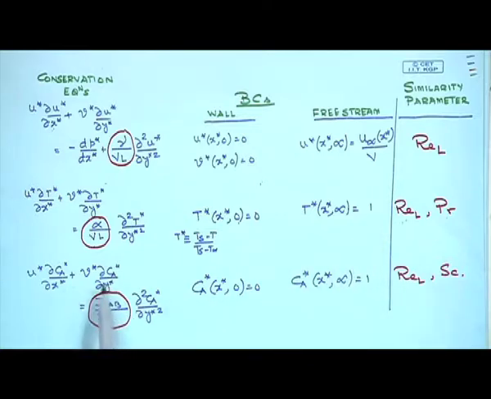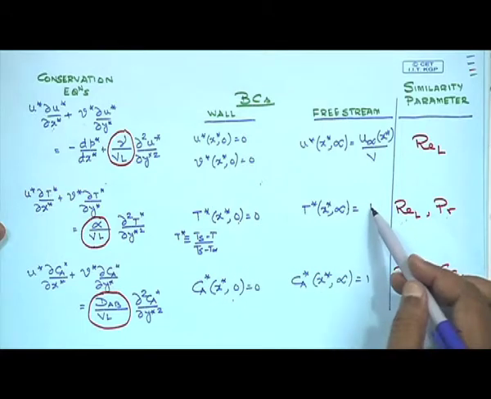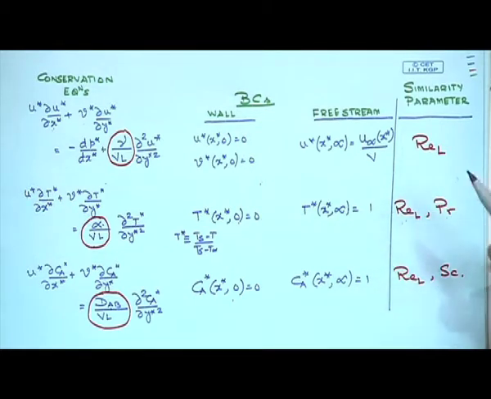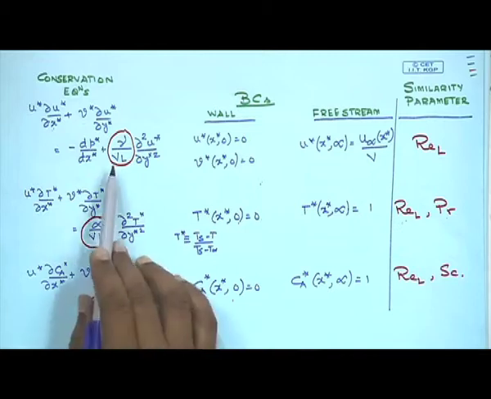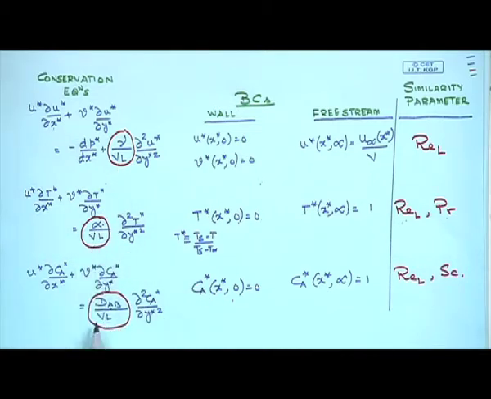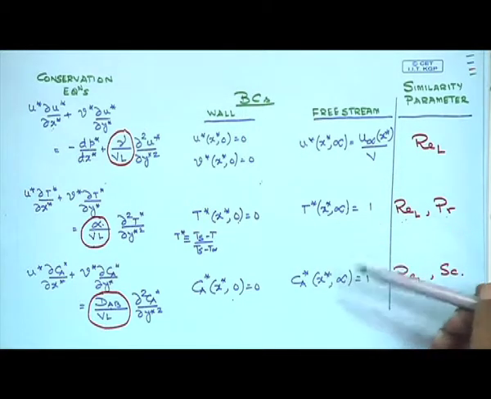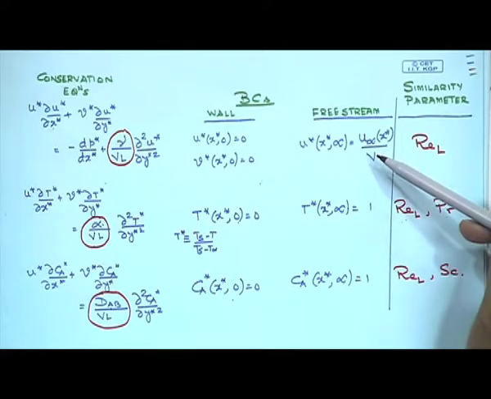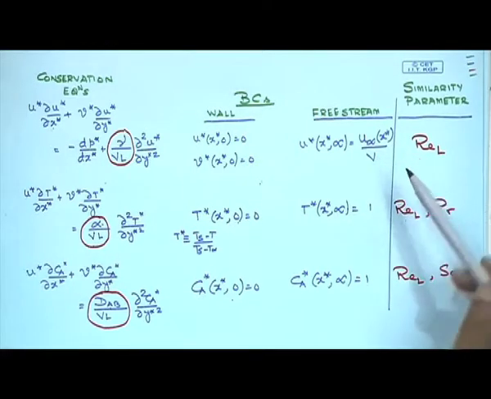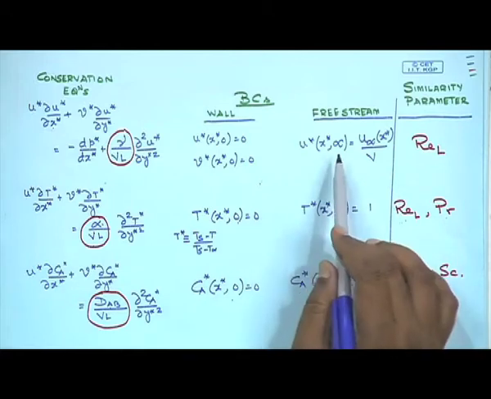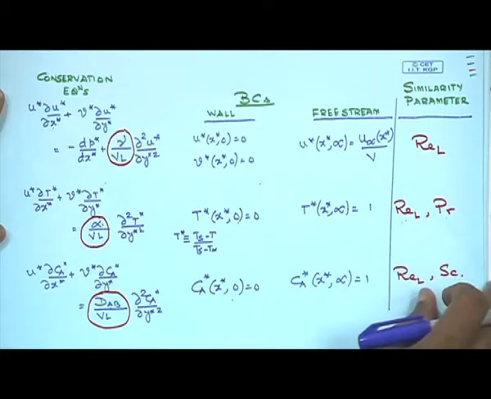Similarly, for the mass transfer species balance equation, this is nothing but Reynolds and Schmidt number. The conditions are identical to this. So, these equations more or less look the same, except they have 1 by Reynolds number, 1 by Reynolds and Prandtl number, and 1 by Reynolds and Schmidt number. And if you look at the boundary conditions, they also look the same, except that in the case of flow over a solid surface, the hydrodynamic boundary layer, the dimensionless velocity at a large distance from the solid plate would simply be equal to u infinity by v.